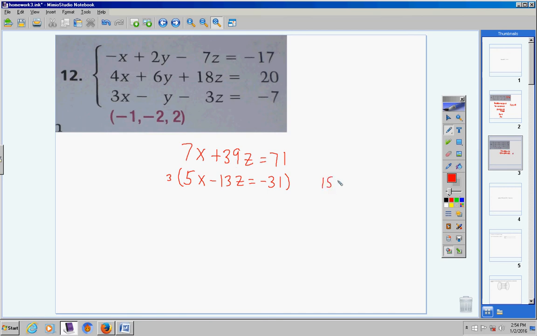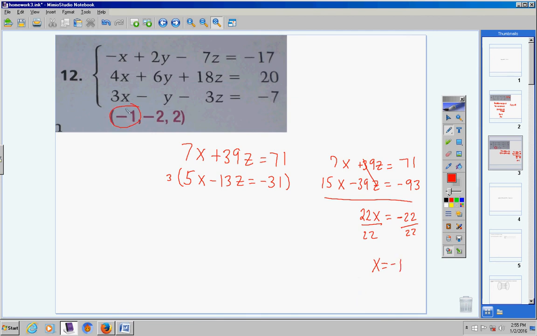3 times 5 is 15. 3 times negative 13, negative 39. 3 times negative 31 is a negative 93. Now, up here I have 7x, positive 39z, and 71. Let's add these together. 7 and 15, 22x. These cancel. This would be a negative 22. Negative 22. Divide both sides by 22. And that x equals negative 1.